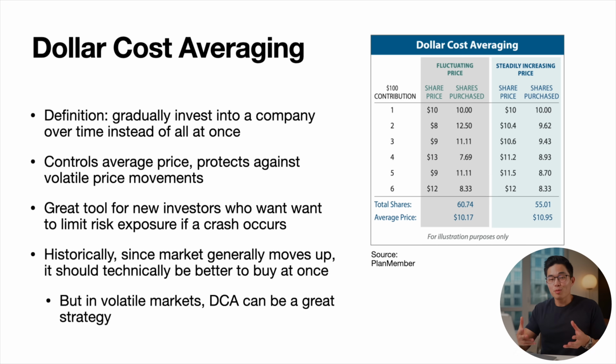Instead of timing the market, what you want to do is dollar cost average. So the definition of this is when you're gradually investing into a stock or stocks over time instead of all at once. This allows you to control your average price and helps protect against volatile price movements. This is a very great tool for new investors who want to limit risk exposure if a crash does occur. So basically, instead of putting all your money into the market all at once, you're splitting it into different chunks. Let's say every week, every 2 weeks, or every month.